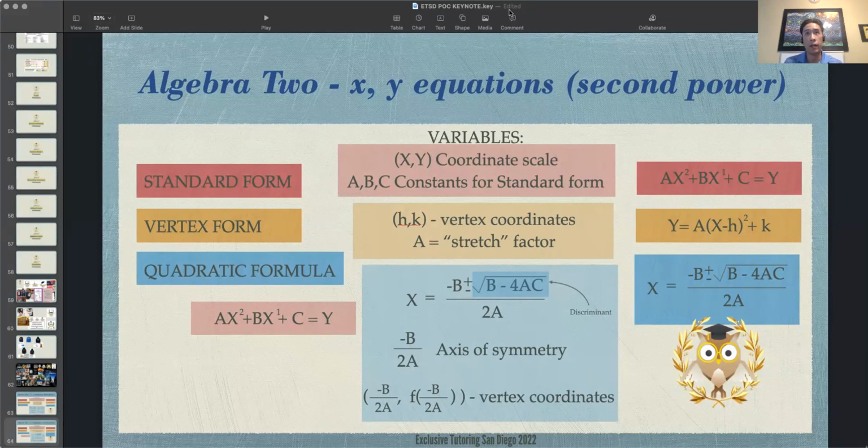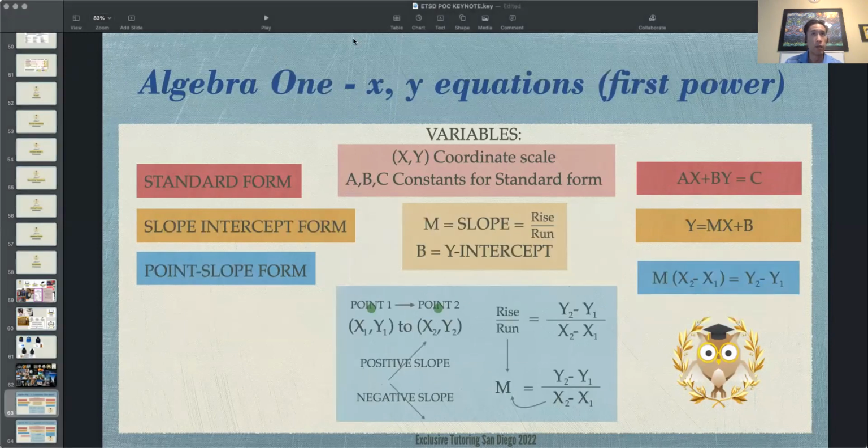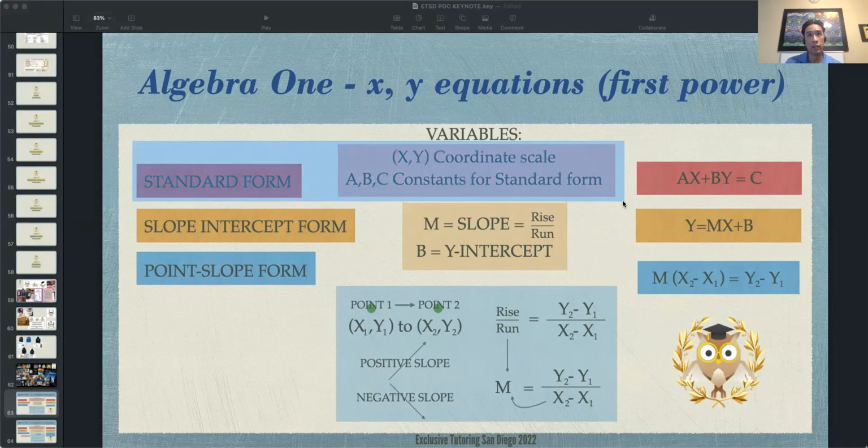All right. Now, just like what we had talked about earlier with our Algebra 1, let's actually pull that up too. Algebra 1, Algebra 2, they both have this standard format. And the standard format has A, B, and C as your constants for the standard form. So in your standard form for Algebra 1, because you have X and Y, both to the first power, you have AX plus BY is equal to C.